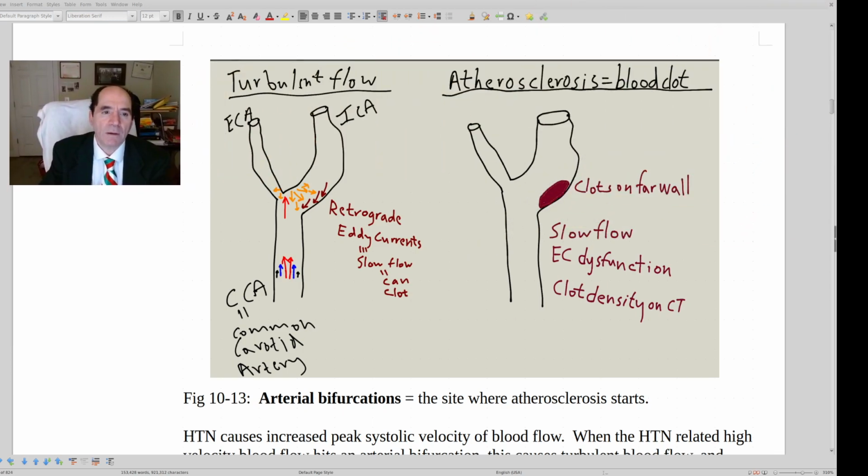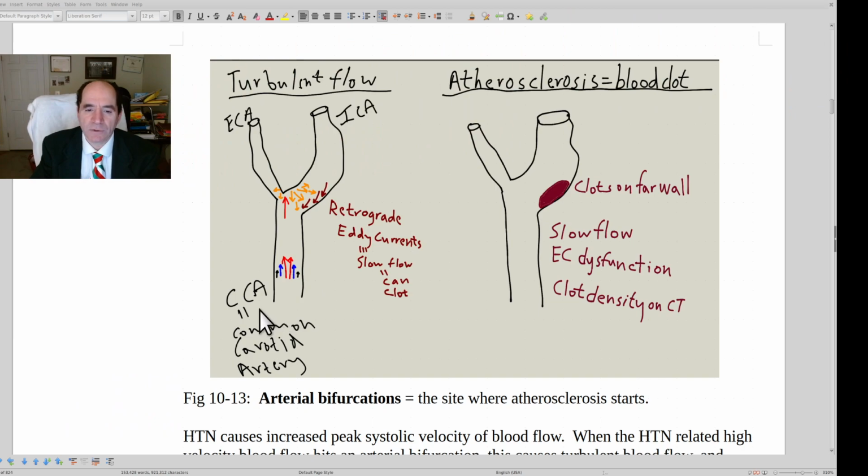So when blood comes to a bifurcation, I'm drawing, for example, the CCA, common carotid artery in the neck, but this could be any bifurcation, in your coronaries, etc. Blood comes up, it hits the median divider, the physical space between the branch points, the external carotid artery here, internal carotid here. And then it bounces off of there, and you'll have some turbulent flow or chaotic blood flow. You'll also get some retrograde blood flow along these endothelial cells.